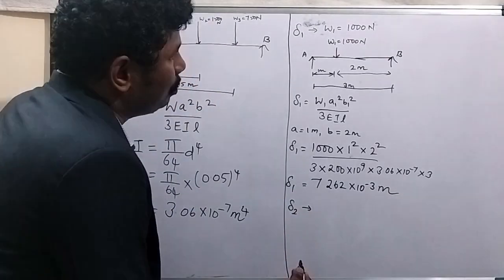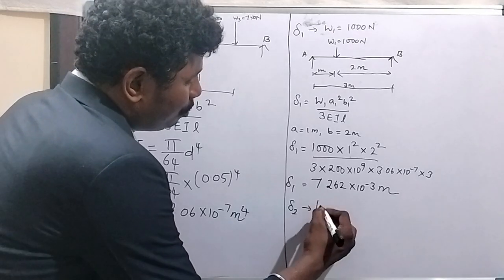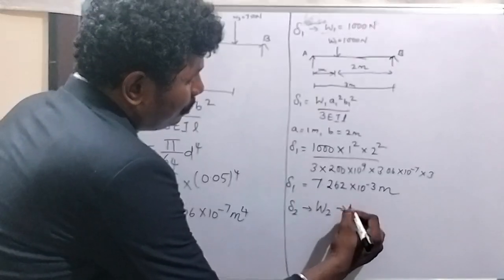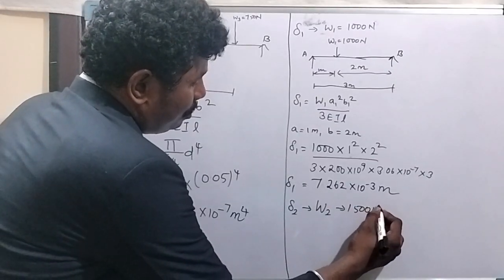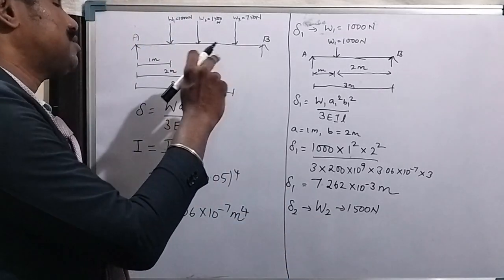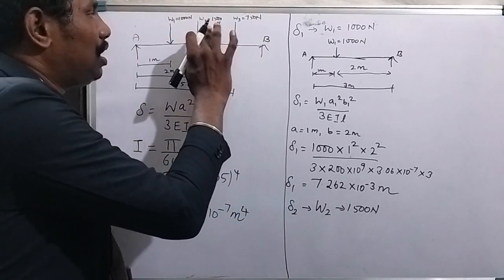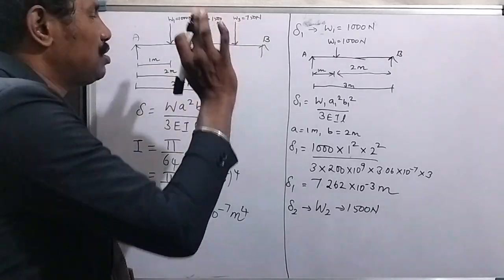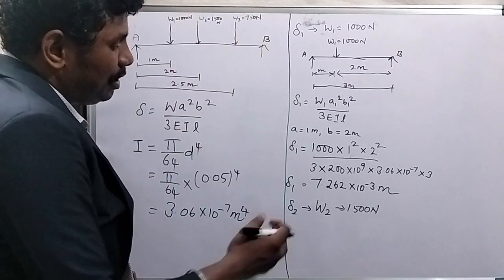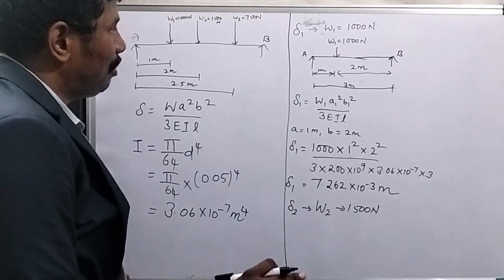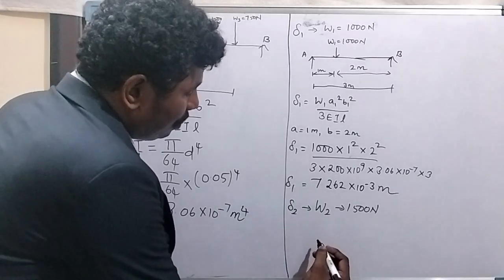So delta 2 is the deflection due to the load 1500 Newton. In this case, we are going to assume a simply supported beam which consists of only this load, that is the 1500 Newton. So with that data, it will be easy for you to calculate the value of delta 2. So first I will draw the diagram.